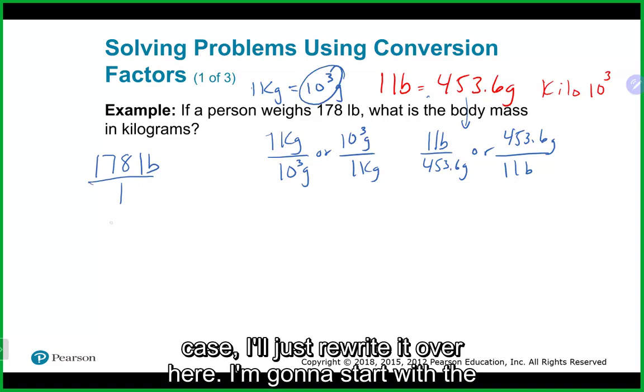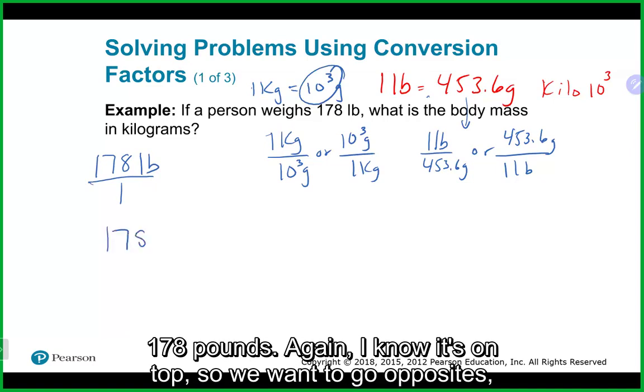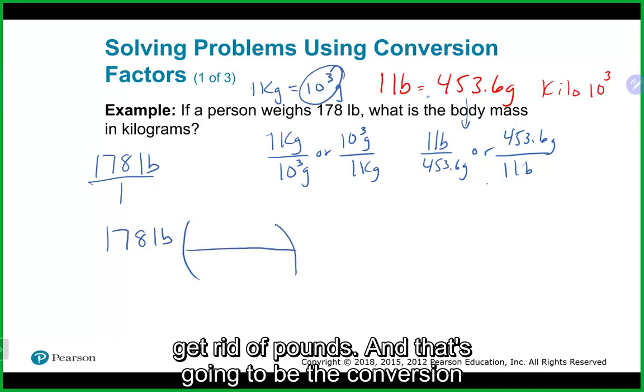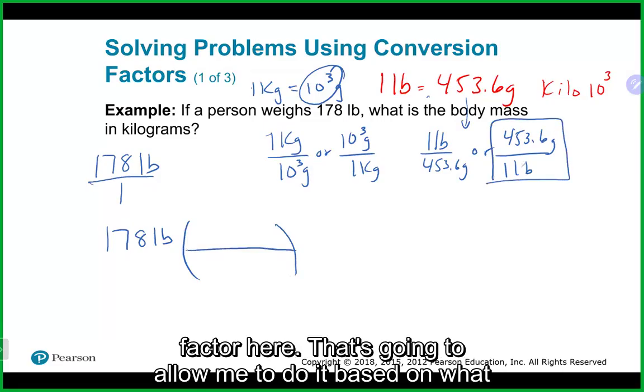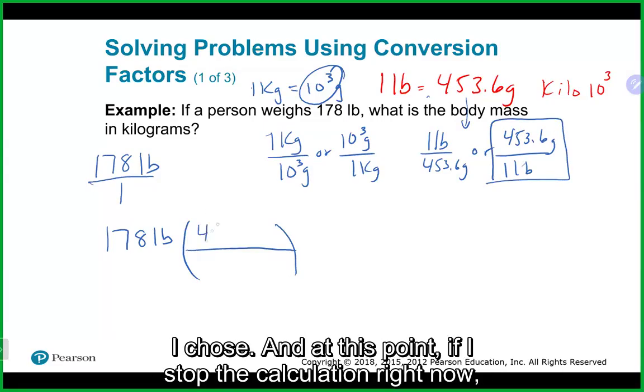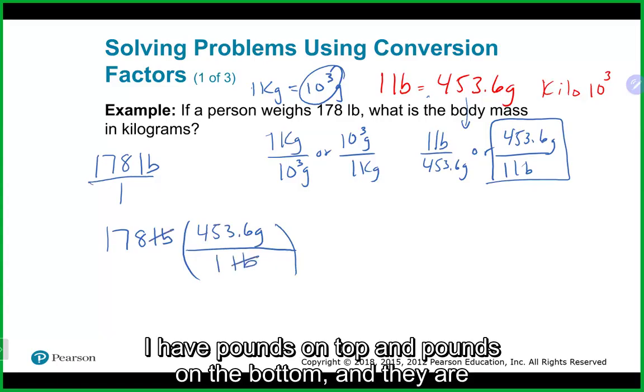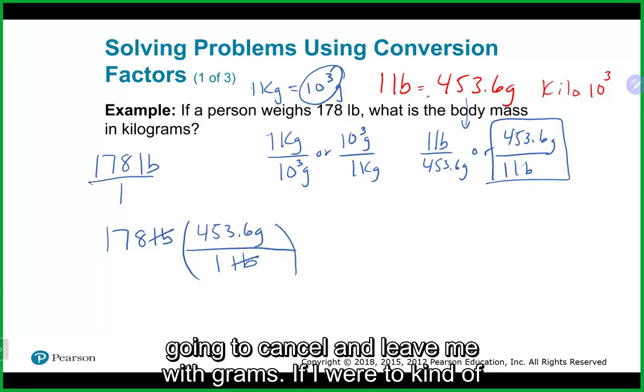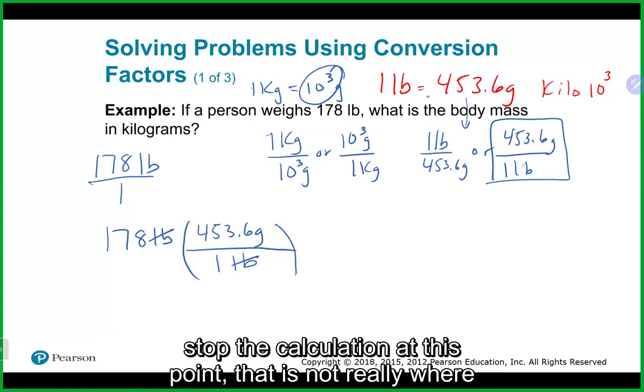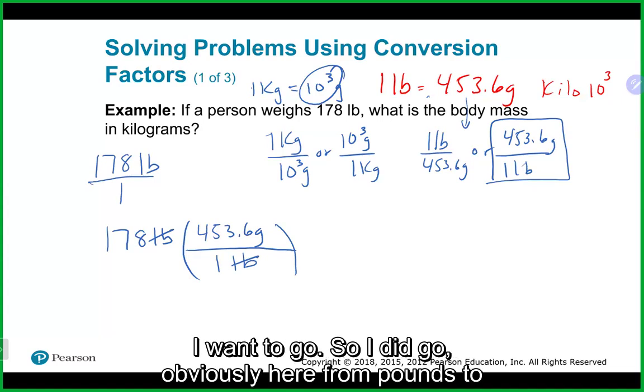So in this case, I'll just rewrite it over here. I'm going to start with the 178 pounds. Again, I know it's on top, so we want to go opposites to get rid of pounds. And that's going to be the conversion factor here. That's going to allow me to do it based on what I chose. And at this point, if I stop the calculation right now, I have pounds on top and pounds on the bottom, and they are going to cancel and leave me with grams if I were to kind of stop the calculation at this point. That is not really where I want to go.